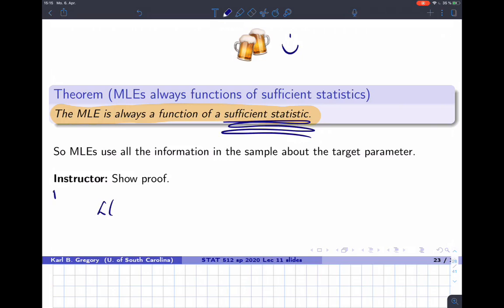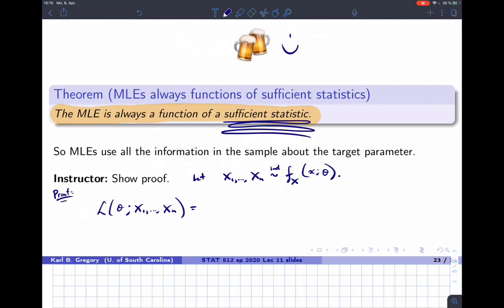So here's the proof. Let's say I've got a parameter theta, and I've got my random sample x1 through xn. So I guess let me give more of a preamble to the proof. Let x1 through xn be a random sample from a distribution with PDF or PMF, this could be either, depending on some parameter theta. Let's just assume there's one single theta.